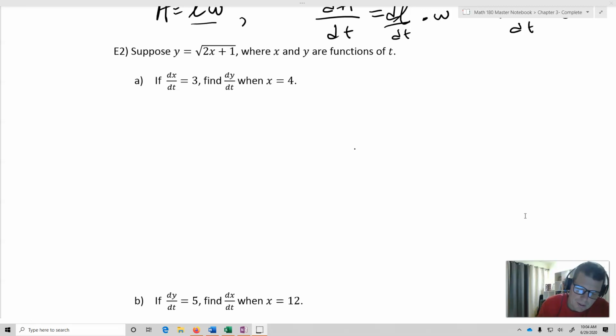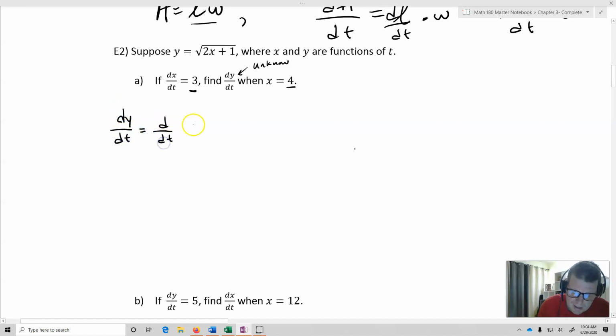So what I'm going to notice is, one, I've got dx/dt. dy/dt is an unknown. But I do have x equals 4. So after differentiation, what I should have is just an unknown dy/dt, and I can solve for it. Let's first differentiate. So dy/dt is going to equal d/dt of the square root of 2x plus 1. In this case, we're going to have to do some chain rule.